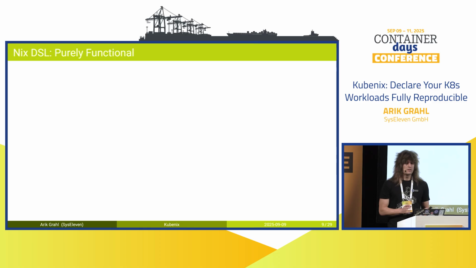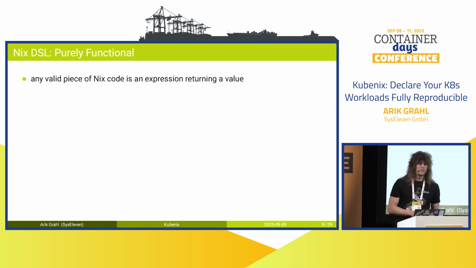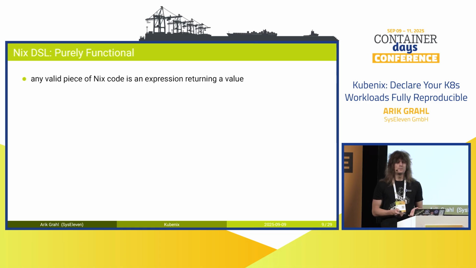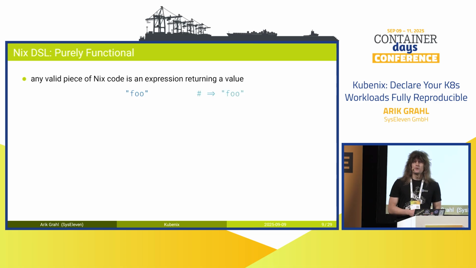Since the Nix language is central to Kubenix, let's explore some of its features. We start with the ones which are related to its functional nature. The first property is that every valid piece of Nix code is an expression that returns a value. So, for example, a string literal is an expression that returns a string.